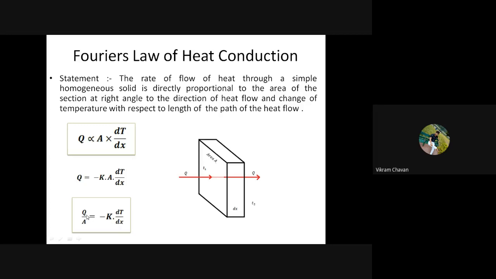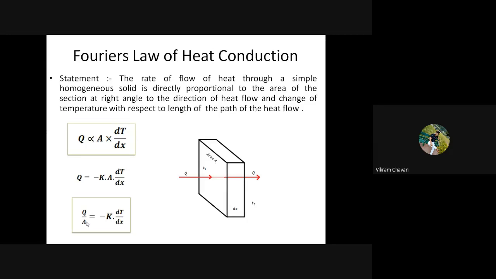So this capital Q divided by A, that is the perpendicular surface area, is called the heat flux. We can provide it with the symbol small q. Small q means capital Q divided by capital A. Capital Q is the heat transfer rate, and capital A is the surface area perpendicular to the heat transfer.